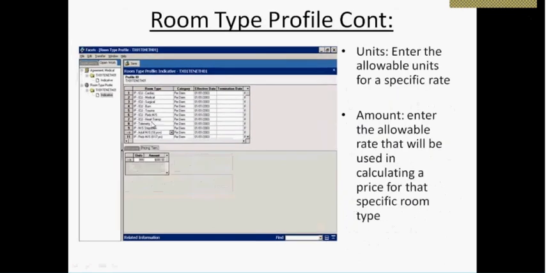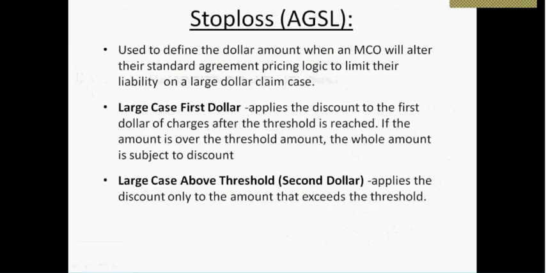So as an example here, we are saying that a large case dollar with a threshold of $50,000, where a claim will be priced at 65% of the billed charges. Okay, and currently stop loss language is also entered in the note section. So different parameters need to be entered for this stop loss.